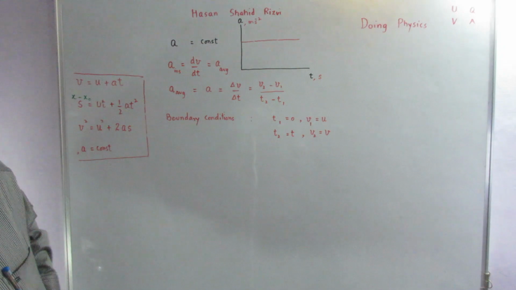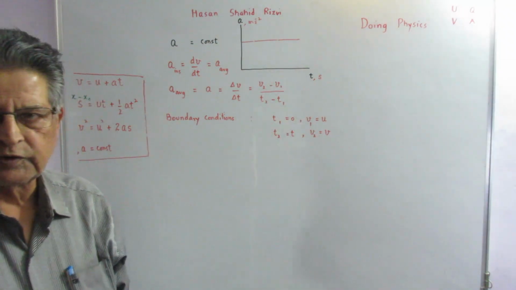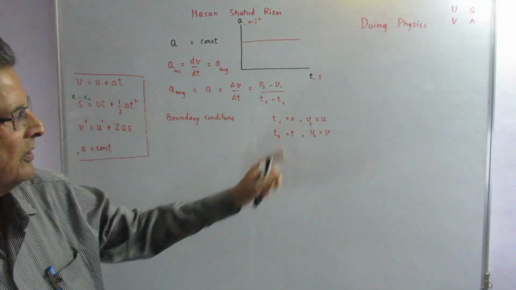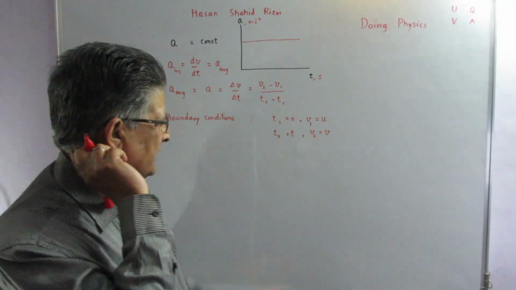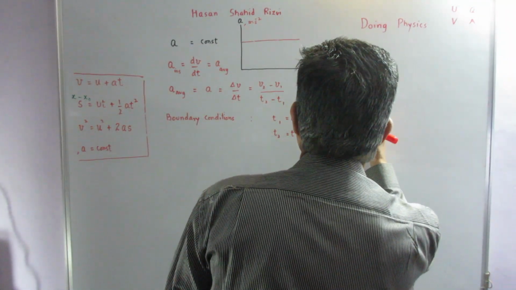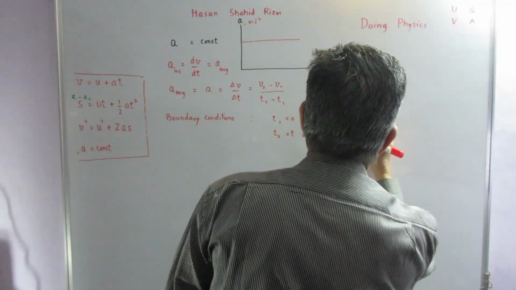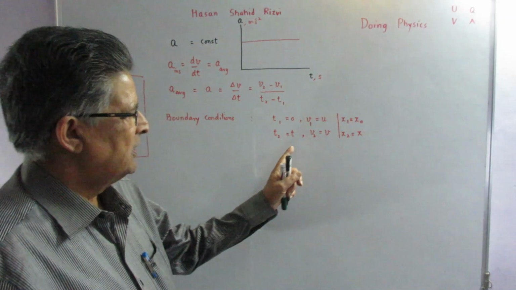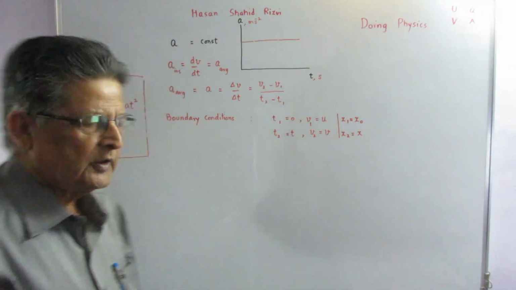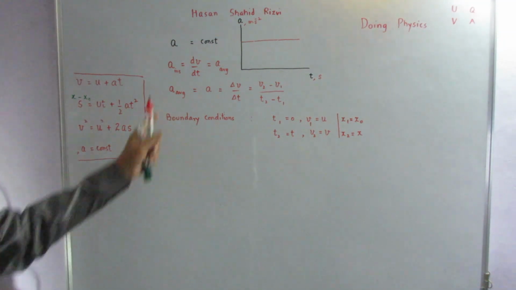Very simple. But bear in mind, right now the boundary conditions are defining only for the times and the velocities. I can also say that at this time, the value of x was equal to x0, and the value of x at this time is equal to, let me write it, no problem. Here, x1 is equal to x0, and here x2 is equal to x. Of course, x, v, and t are variables. This, and this, they are constraints.